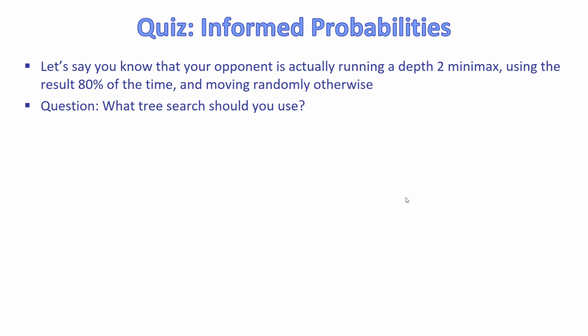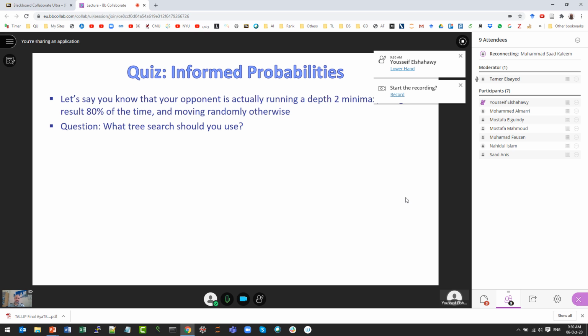Now the question is, what search should we use? Should we use minimax or expectimax? Based on that, we'll see what the tree will look like. What do you think? Is it minimax or expectimax? I'll give you some time to think and then we'll do it together. Think about when you should use Expectimax and when you should use Minimax. Any ideas? Anyone other than Yusuf? No brave people today. Don't worry, we are discussing together.